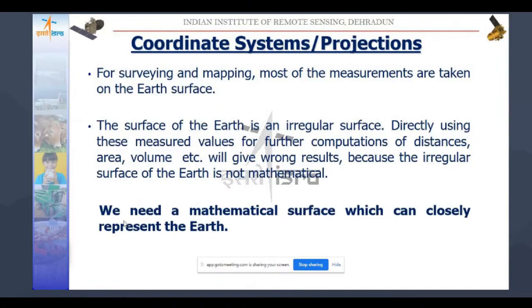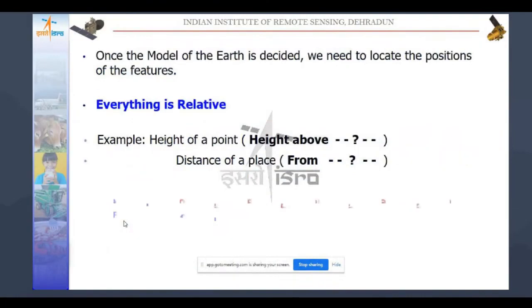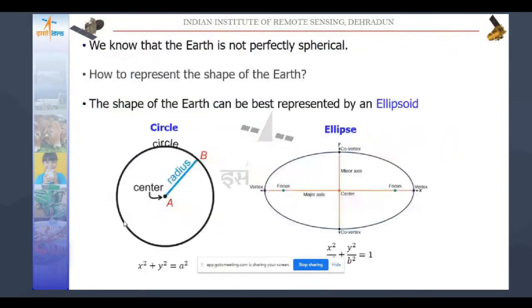What we do, we need some mathematical surface which can closely represent our Earth. So our Earth is best represented by an ellipsoid. Okay, so there is a concept of the datum. That's what I will come to at that point. So Earth is not perfectly spherical. So how to represent the shape of the Earth?